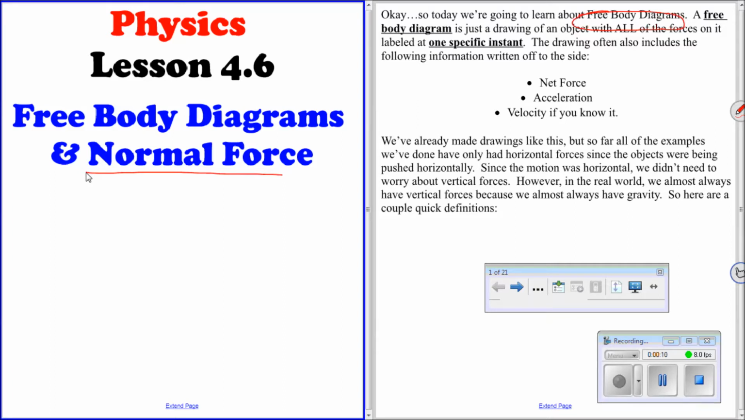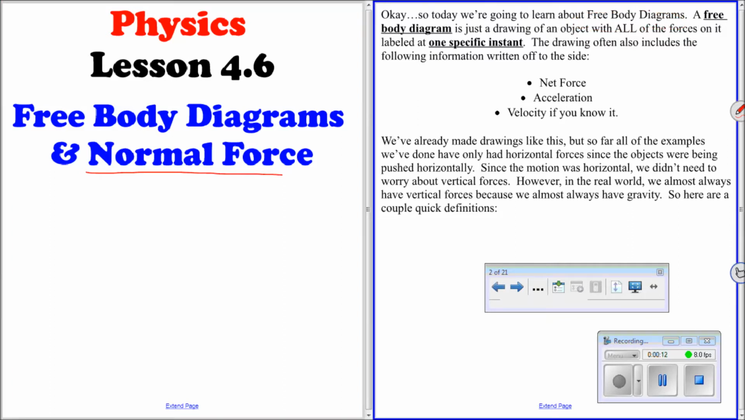So the question is, what is a free body diagram? A free body diagram is kind of like a snapshot. It's a drawing of your object at one specific instant in time, and on that drawing we're going to label all of the forces on the object.